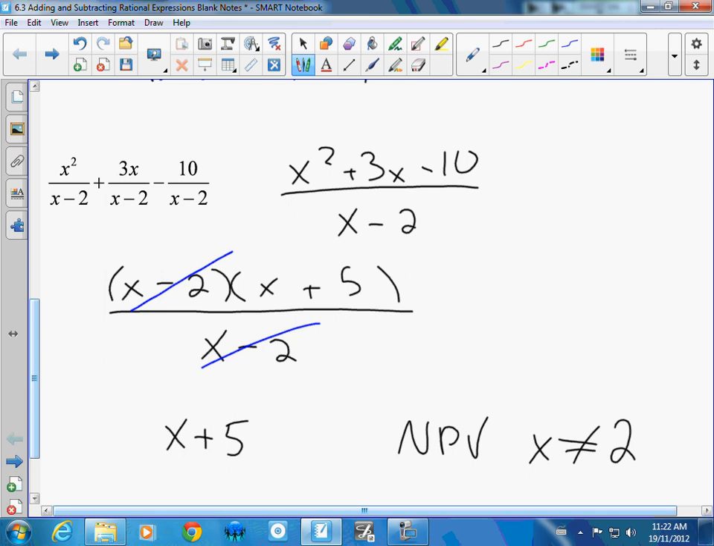Okay, now, if you notice all those denominators are the same, what are we going to do now? Different denominators. 2 examples.